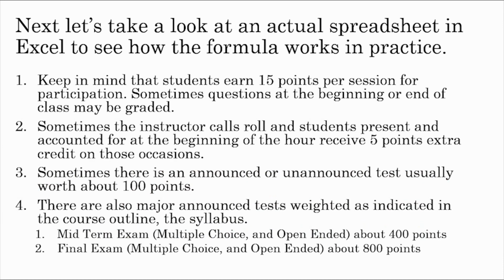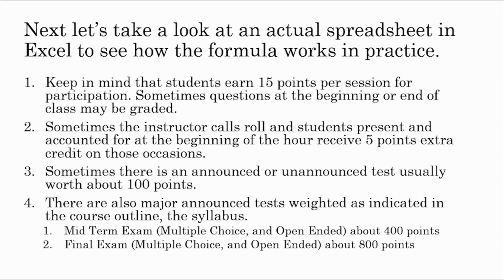Next, let's take a look at an actual spreadsheet in Excel to see how the formula works in practice. There are 4 types of scores to keep in mind. 15 points per session for participation, roll calls occasionally to give students 5 points extra credit on those occasions, and sometimes there's an unannounced or an announced test, usually worth about 100 points, sometimes a bit more than that. Then there are the weighted exams, which are the midterm and the final exam.